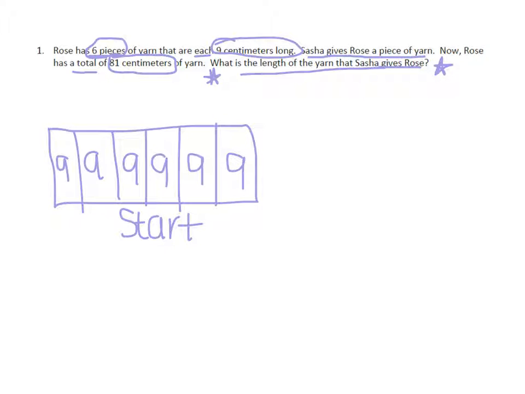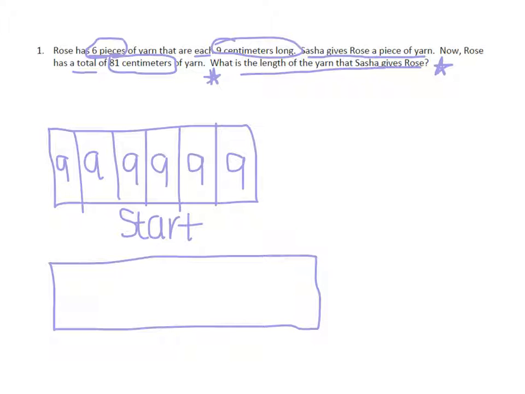The second sentence says that Sasha gives Rose a piece of yarn. So now I'm going to draw a second piece of tape, and I'm going to make this one a little bit bigger because since Sasha is giving Rose some more yarn, that means she has more, so the tape diagram is going to be bigger. Now it says that Rose has a total of 81 centimeters of yarn. This is what she's ending with, so I'm going to label this tape diagram End.